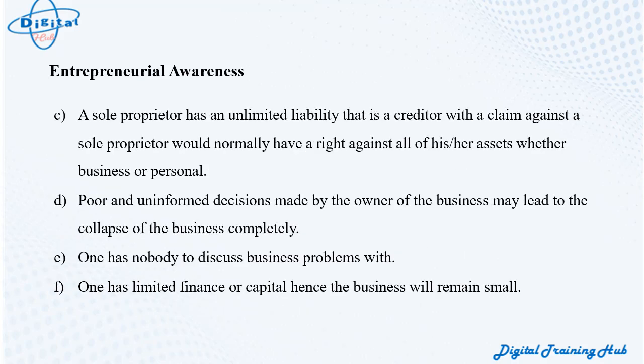A sole proprietor has an unlimited liability, that is, a creditor with a claim against a sole proprietor would normally have a right against all of his or her assets, whether business or personal. Poor and uninformed decisions made by the owner of the business may lead to the collapse of the business completely. One has nobody to discuss business problems with. One has limited finance or capital, hence the business will remain small.